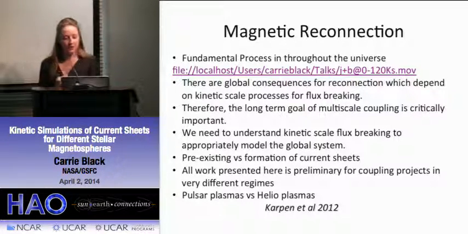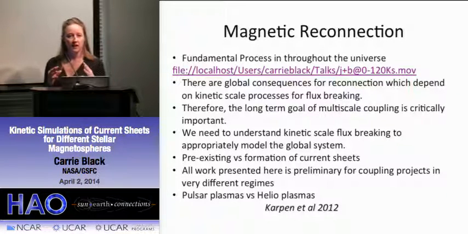The heliophysical plasma, we're all familiar with, has electrons and ions. In pulsars, we have pair plasmas, so electrons and positrons, right? So same charge, same mass. And they're relativistic, so very, very different things happen.